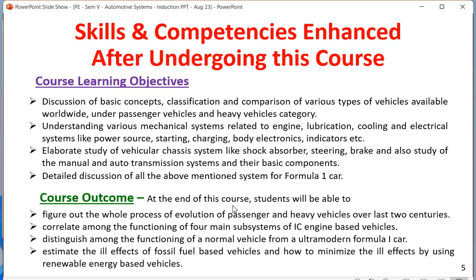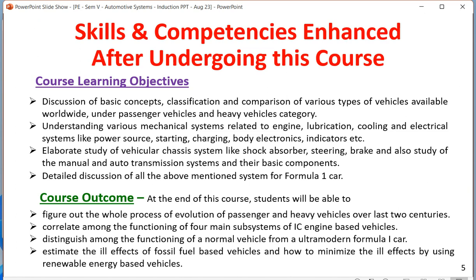In the course outcomes, after doing this course, you will be able to figure out the evolution of passenger vehicle and heavy duty vehicle. Heavy vehicle means truck, bus and all those things over the last 2 centuries. You will be able to correlate the functions of the four main subsystems, that is the engine, electrical subsystems, the chassis and the transmission. You will be able to distinguish the functioning of a normal vehicle from an ultra modern vehicle, the Formula 1 car.